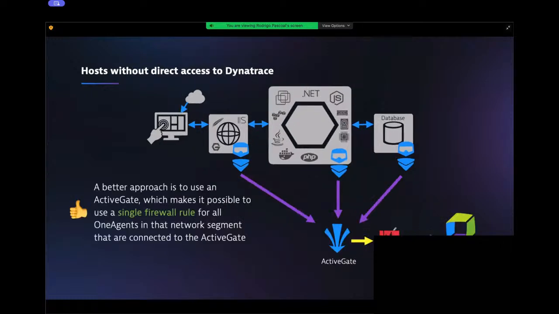I'm not sure if this is coming after, but the ActiveGate, you can deploy it on a Linux box, on a Windows box, or on Kubernetes as a container. So that's different ways of having the ActiveGate. Not recommended to have the ActiveGate and one agent running on the same server.